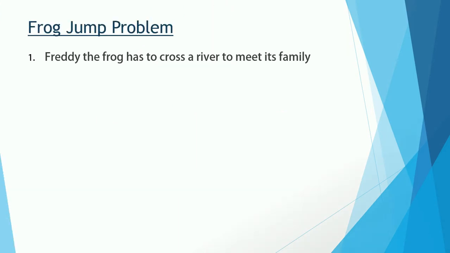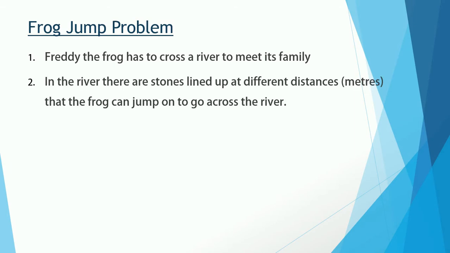Okay, so Freddy the frog has to cross a river to meet its family. So there is a river. The frog is on one side of the river. It has to go to the other side of the river. Now in the river, there are stones lined up at different distances. Those distances are in meters. And on those stones, the frog can jump to cross the river.